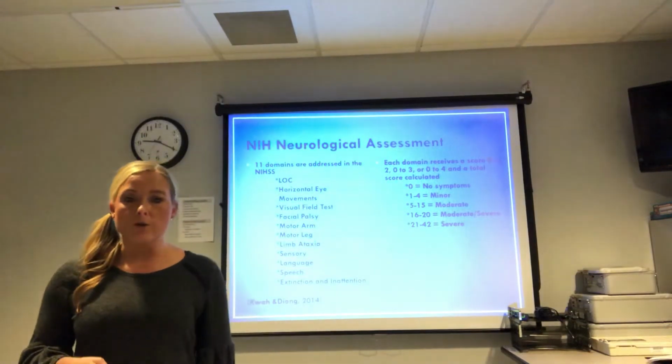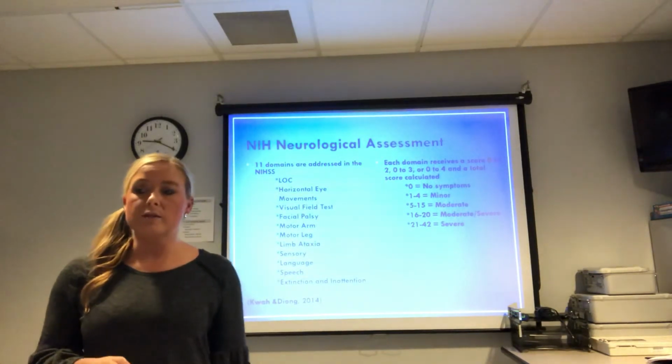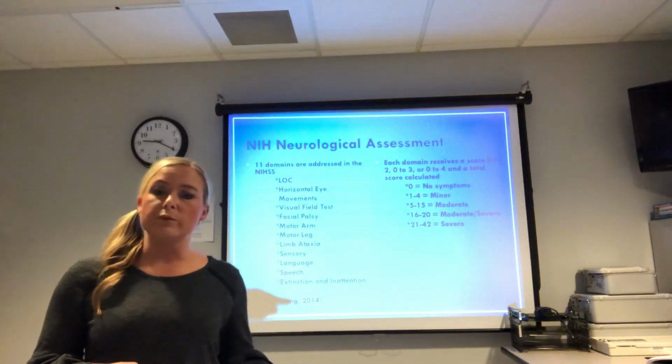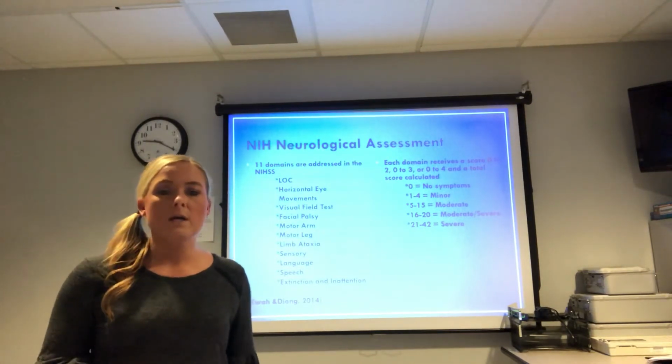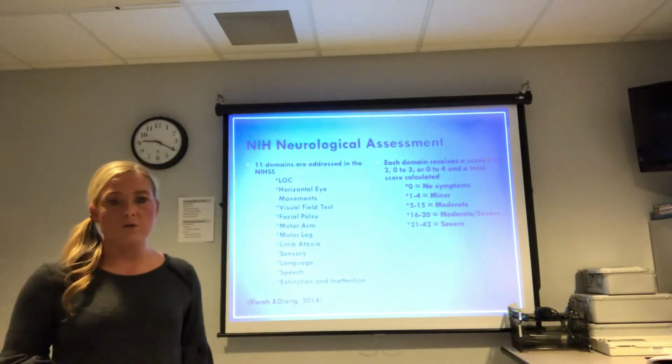The NIH neurological assessment includes 11 domains, and these include sensory, language, speech, and vision. The domains are scored 0 to 2, 0 to 3, 0 to 4, and a total score is calculated. And as you can see on the left side of the slide, this is how you can determine the severity of your stroke symptoms.